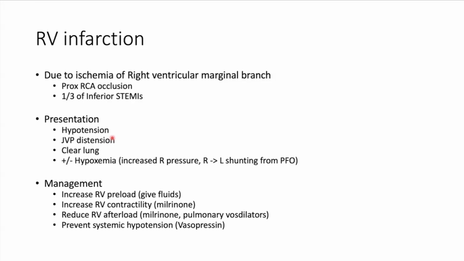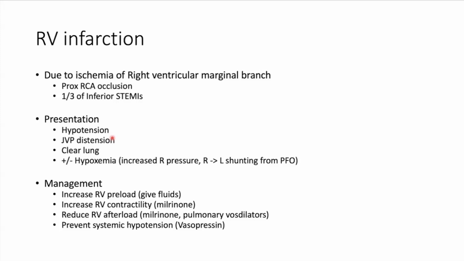So in this case, you want to promote that cardiac output, so you're actually trying to give fluids if the hypotension is bad enough. You try to increase RV contractility. Milrinone is a good option here just because not only does it increase contractility, but it also reduces the pulmonary arterial hypertension or vasodilates the pulmonary vasculature. So it can reduce the RV afterload.